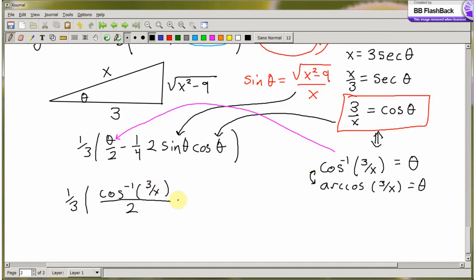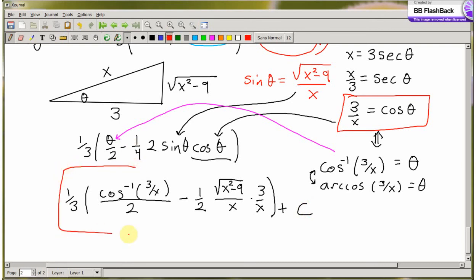And what else? This 2 cancels with this 4 and becomes 1/2. And now for sine, I have this stuff, so square root of x squared minus 9 over x. And for cosine, I have this. Alright, and let's just give ourselves a great big plus c and call it a day with this problem. So here is the answer.